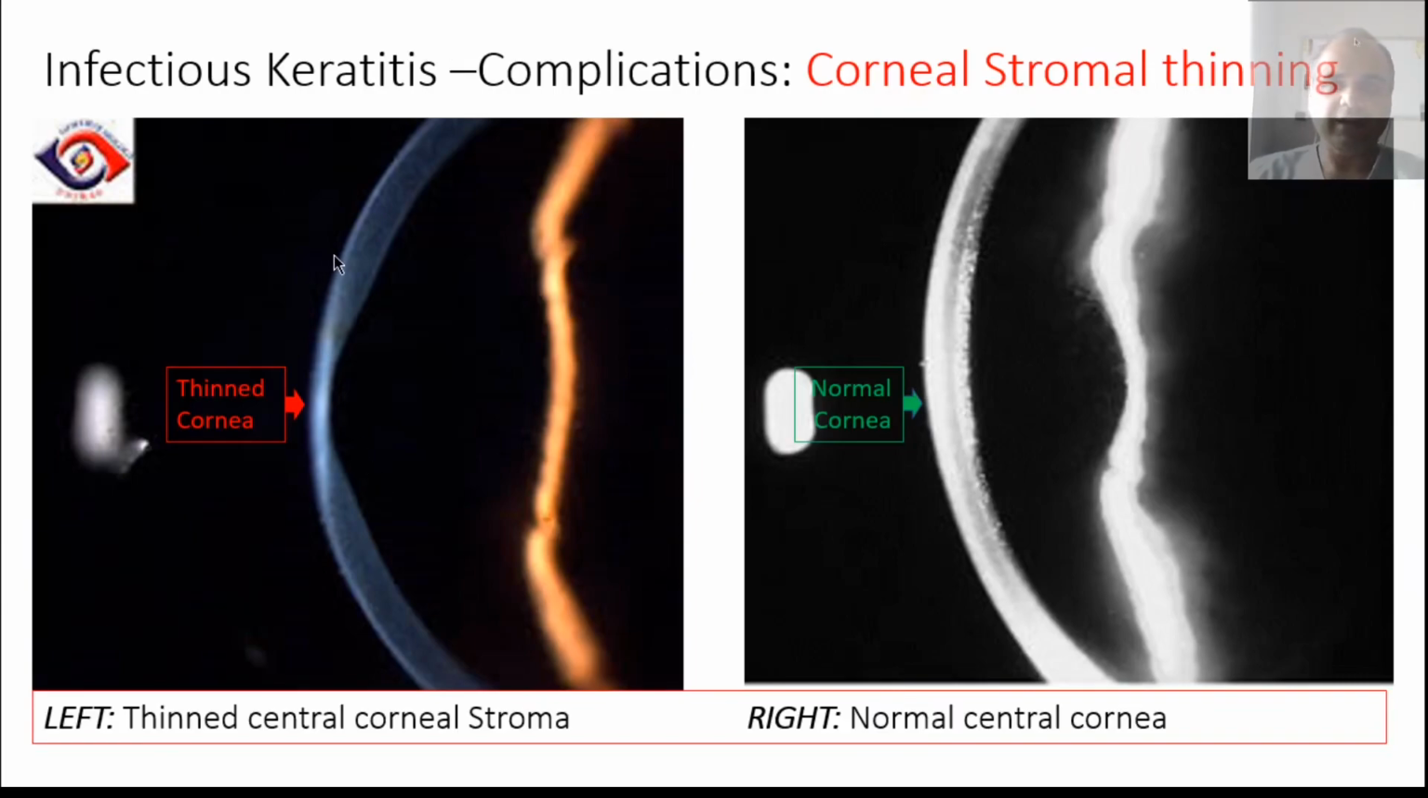And this is a slit lamp picture. This is the light coming off the iris and the lens. This is coming off the cornea. You can see the central corneal thinning in an area where a descemetocele would form. This is a normal corneal thickness.